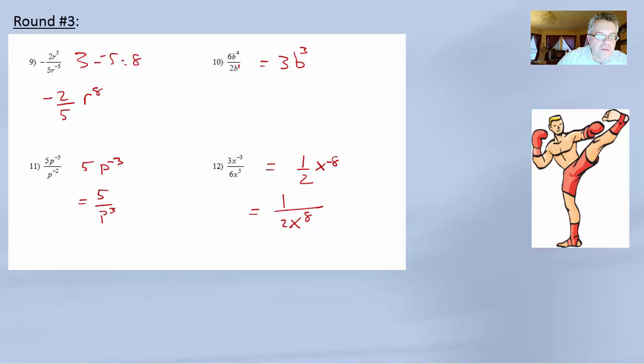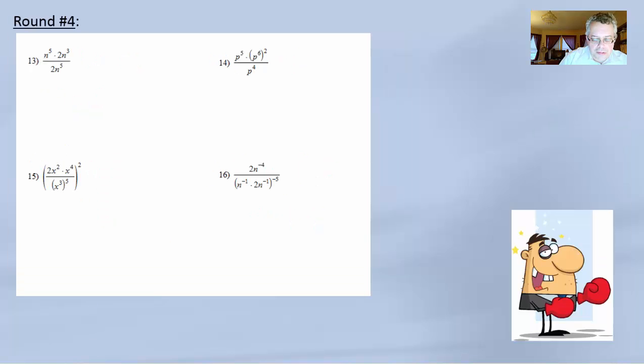Okay, time for some more difficult ones. These involve several steps. We just kind of jump in and start simplifying. If there are parentheses, usually I simplify those first. All right, here I'm going to do the numerator first.